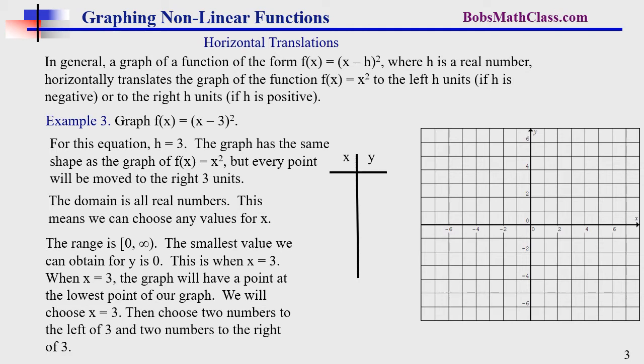Okay, hopefully you're following along. So 3 is a number that makes it 0 inside the parentheses. Now we're going to do the same thing we did before. Choose 2 numbers to the left of 3 and 2 numbers to the right of 3.